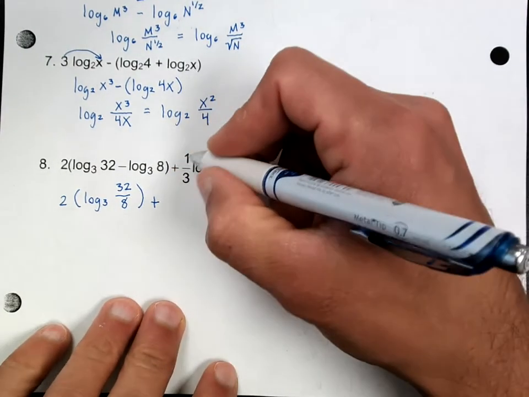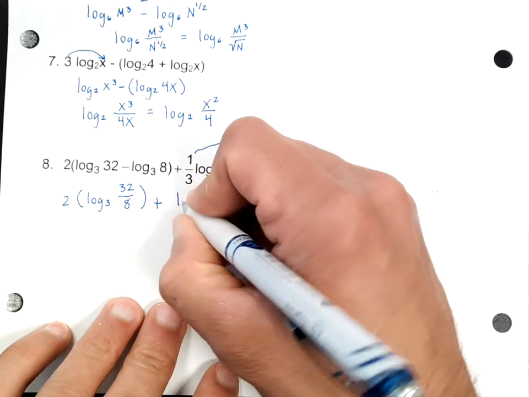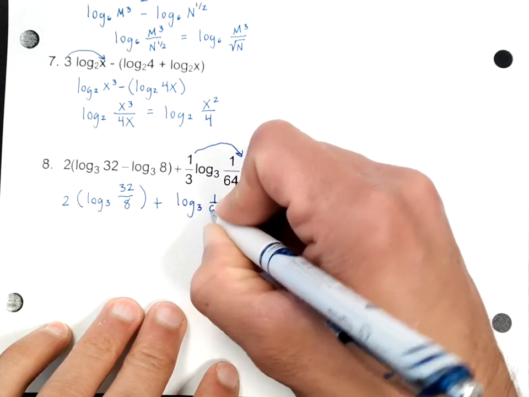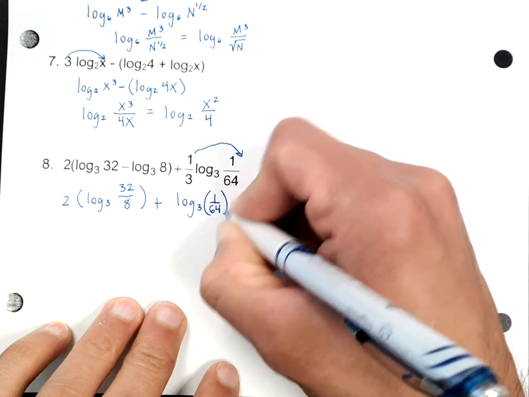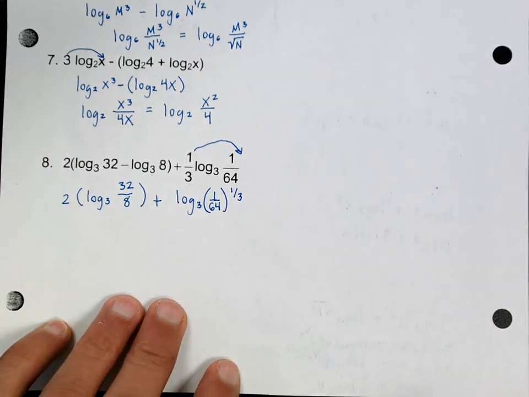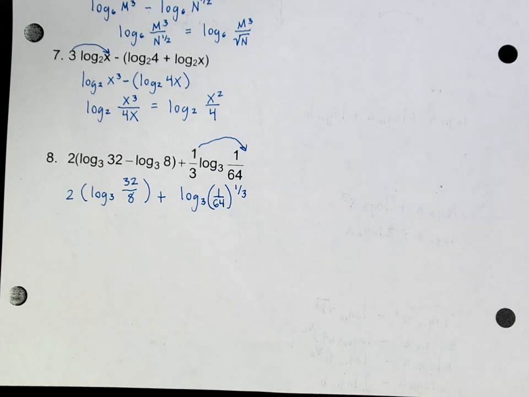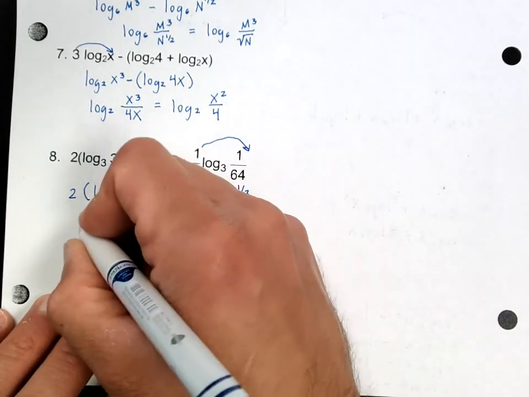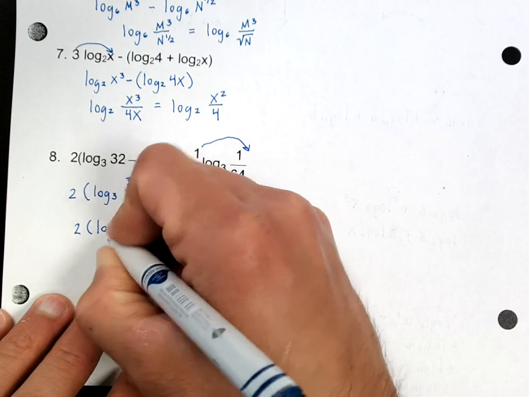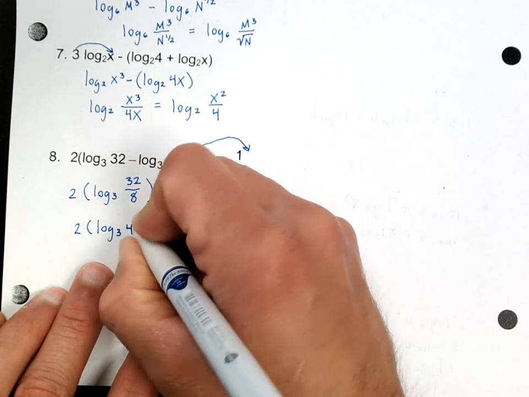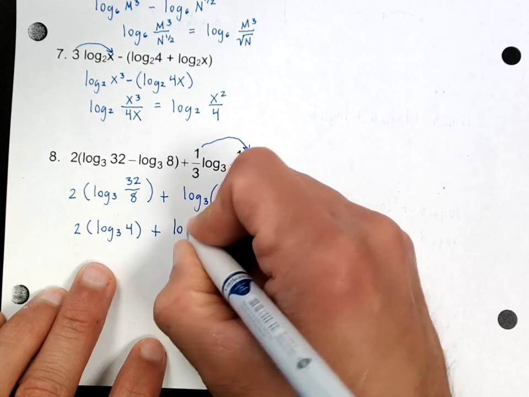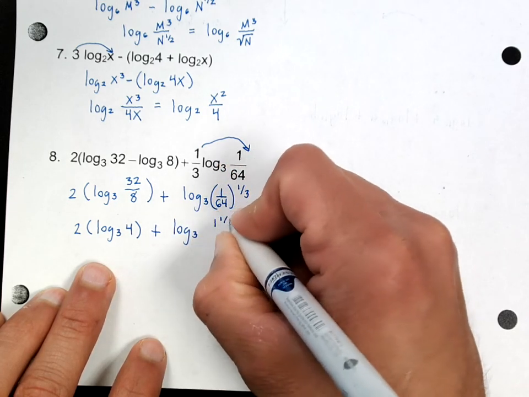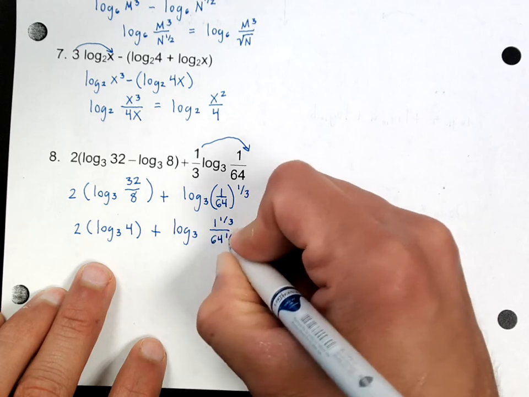All right, so this 1/3 is going to go up as a power. So this is going to be log base 3 of 1 over 64. And all of this is going to be to the 1/3 power like that. Now, do you remember what to the 1/3 power is equivalent to? If I say raise this to the 1/3 power, that's the same thing as a cube root. Don't forget. So this is really the cube root of this number, whatever that is. Okay. So anyway, before I go on, this is 2 log base 3 of 4, plus log base 3 of 1 to the 1/3 power, 64 to the 1/3 power.